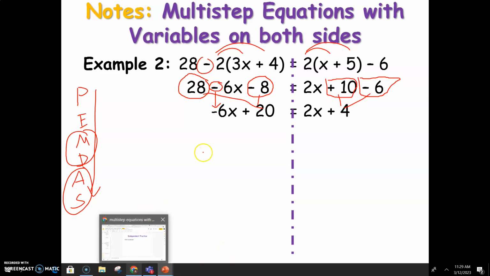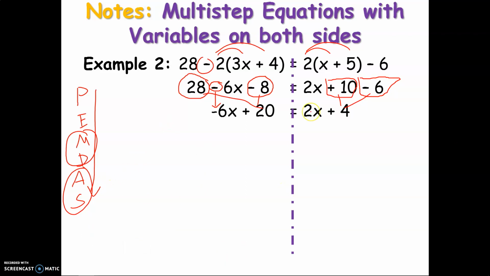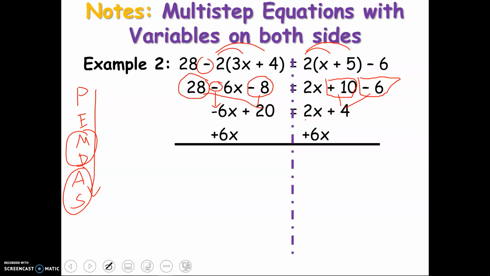Remember, our objective is to get the variables by themselves. So we'd like to move the number of x's that is smaller. We look on the left, we have a negative 6x. We look on the right, we have a positive 2x. Let's move the smaller, that is, the negative 6x. The opposite of negative 6x is plus 6x. So we'll go ahead and add that on both sides of the equation.